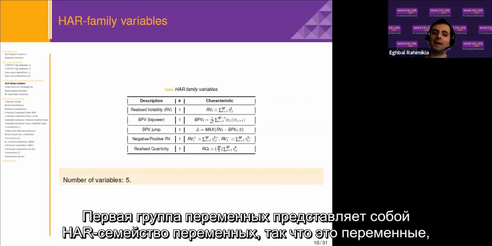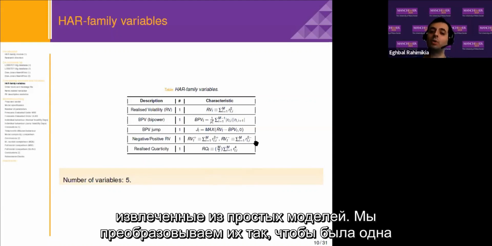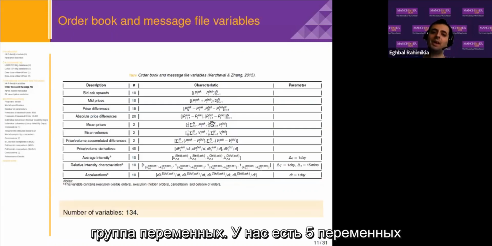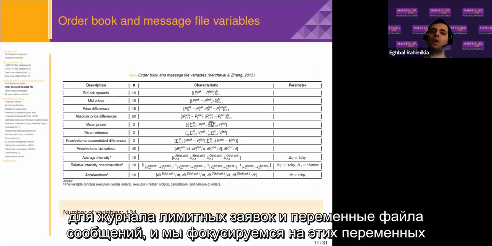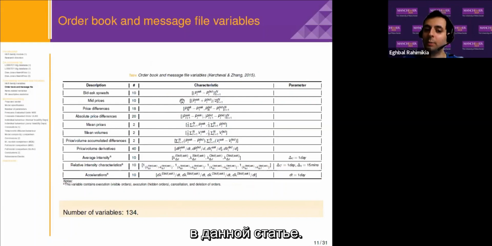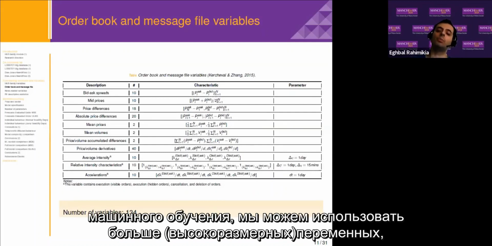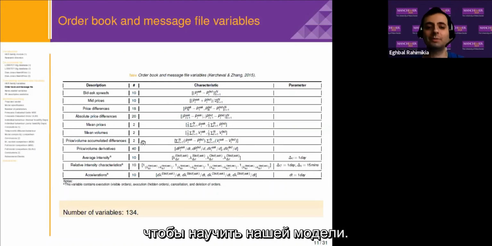For machine learning models, we are focusing on different groups of variables. The first group is our family of variables. These are the variables extracted from those simple models, so we put all of them together, and we have one group of variables here. We have 5 variables. For order book and message file variables, we are focusing on variables extracted from this paper. Here we have 134 variables in total, because now we are moving to machine learning, we can use more high dimensional variables for training our models.